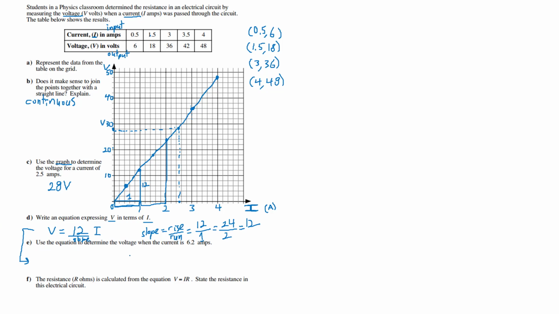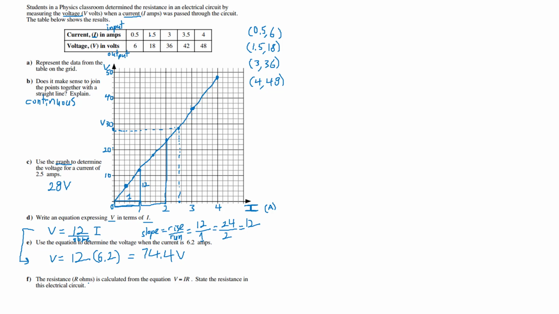So use the equation to determine the voltage when the current is 6.2 amps. We've got V equals 12 times 6.2. I am squishing everything in here, this is foolish. Just plug that into the calculator. That should give me 74.4 volts. Once again, just taking the equation and substituting in.